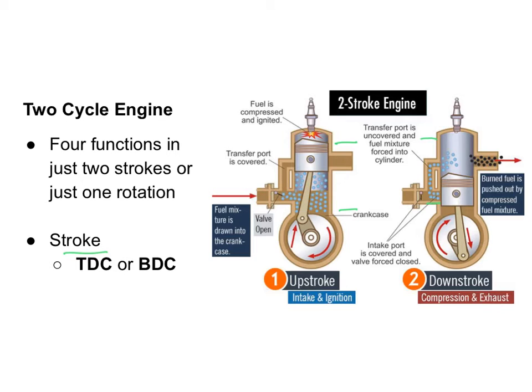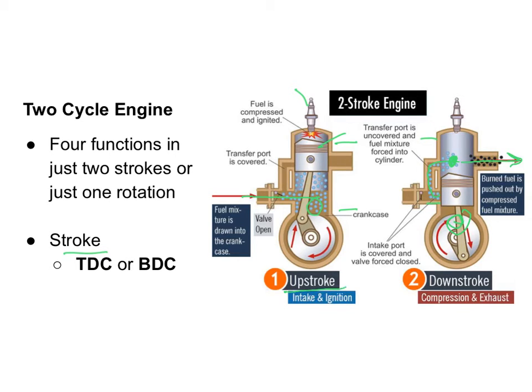Some things to point out: there's still a piston, there's still a spark plug, there is still an intake where the air-fuel mixture comes into the compression chamber. The air-fuel mixture moves from the crankcase through the intake port into the combustion chamber. And as the air-fuel mixture is consumed, it then flows out the exhaust.